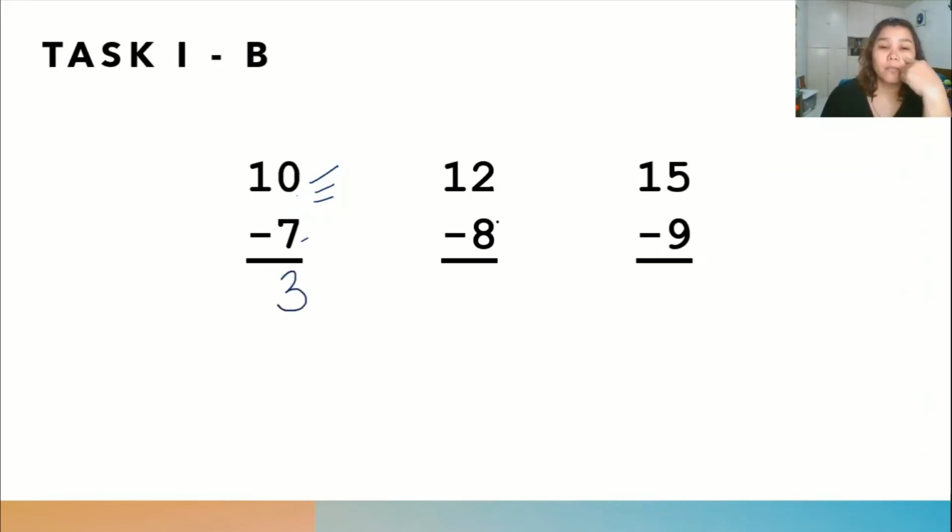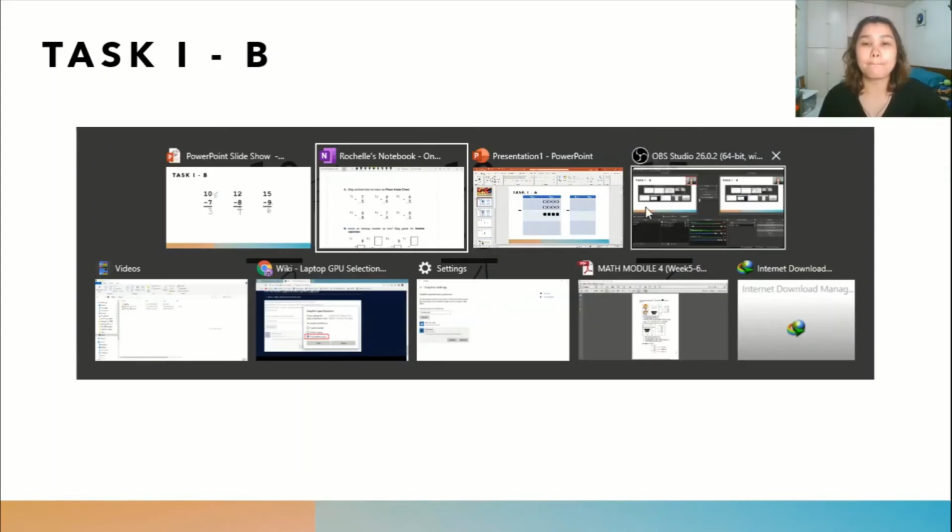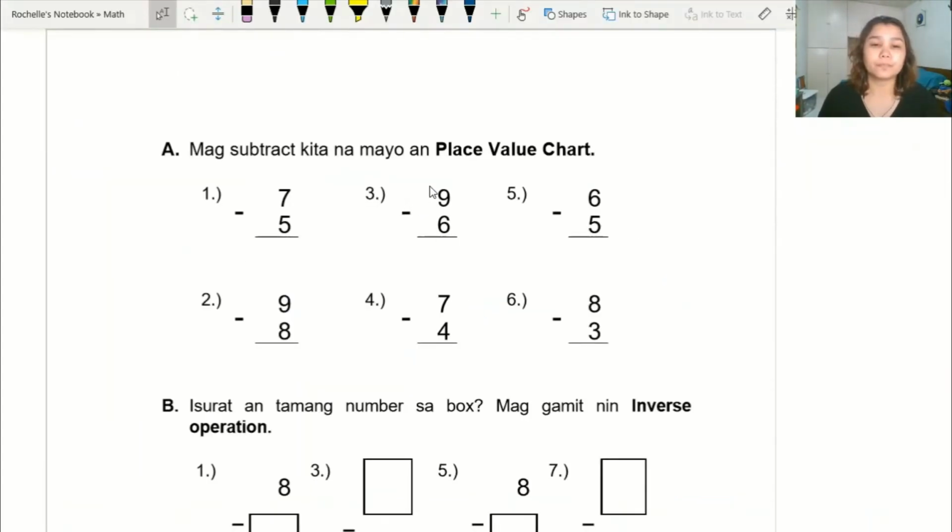Okay, next, for 12 minus 8, so you count up hanggang 12. So 8, 9, 10, 11, 12. So 4. Next, for 15 minus 9, so pwede kang ilagay dito sa utak. Ito muna, subtrahin. 9, 10, 11, 12, 13, 14, 15. So how many are this? It's 6. So this is what you have to do for task 1, part B. So yan, very simple na lang. So pwede na tong mental math kasi malalapit lang naman.